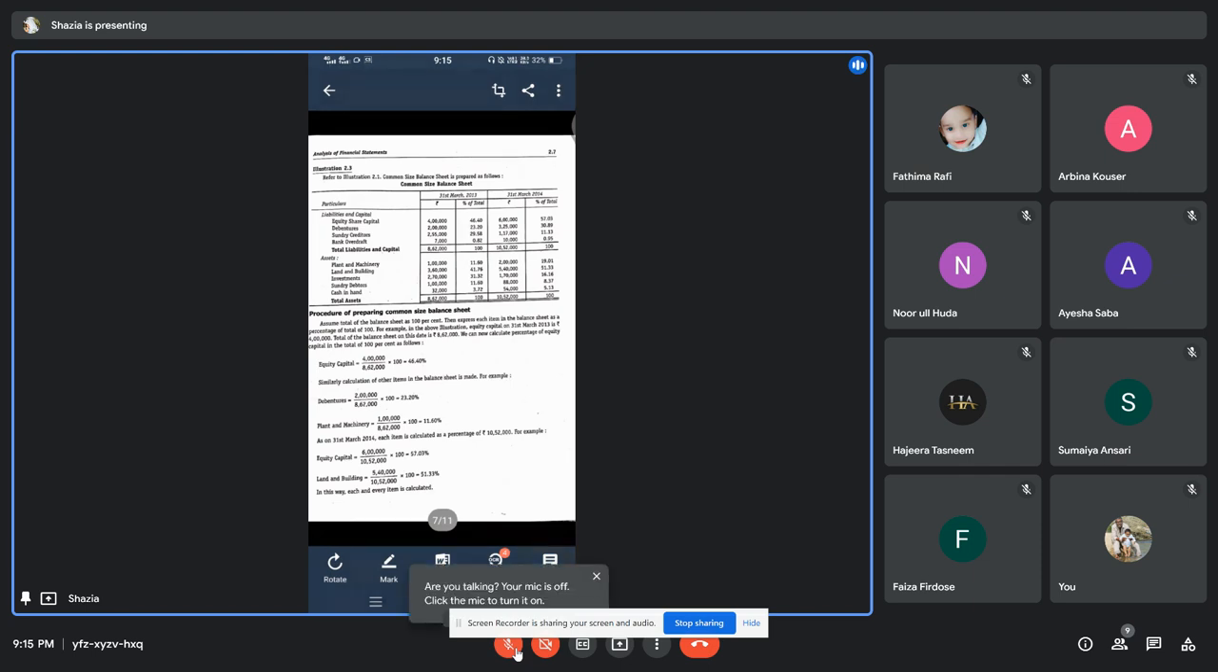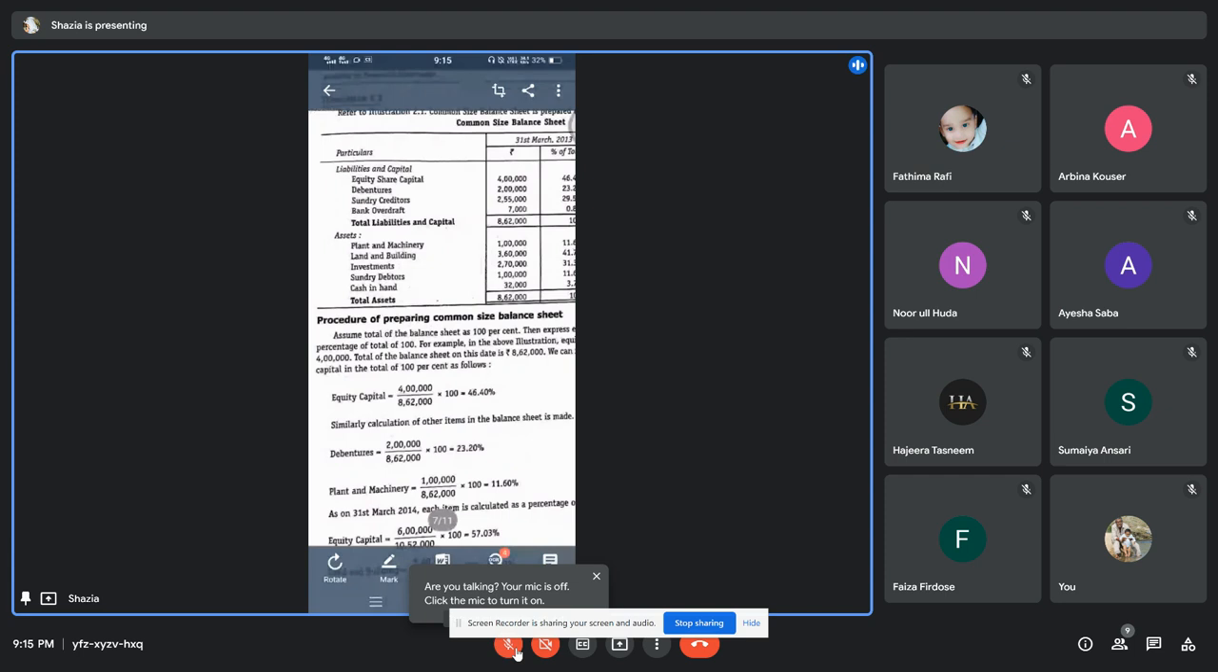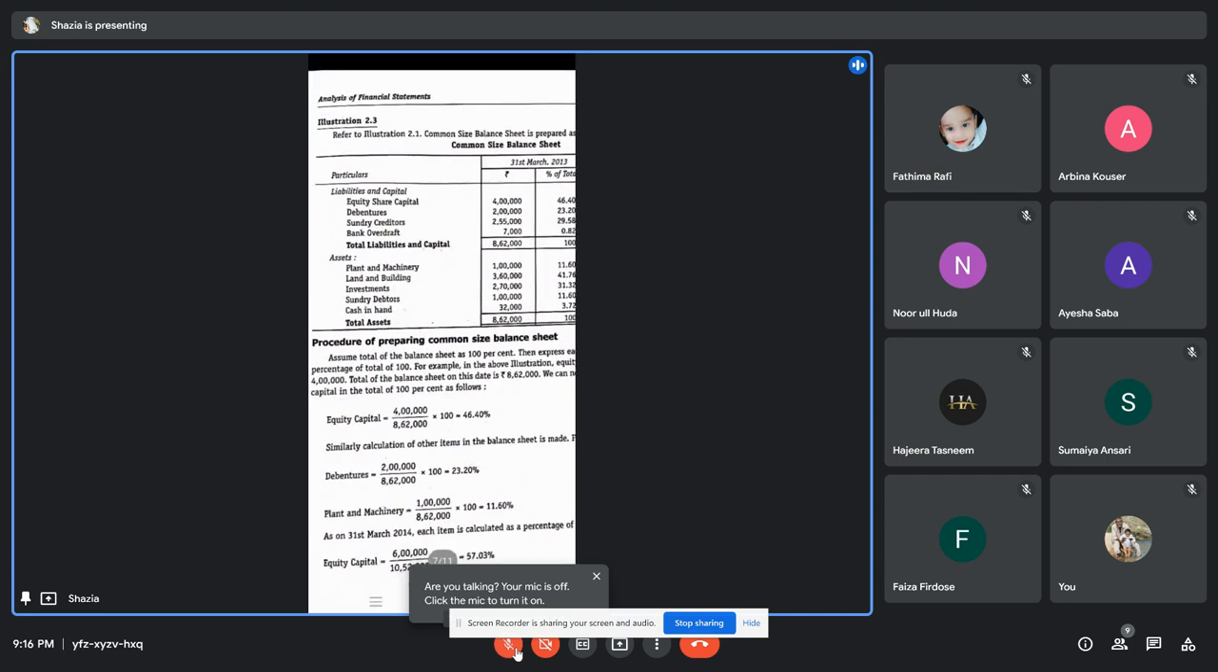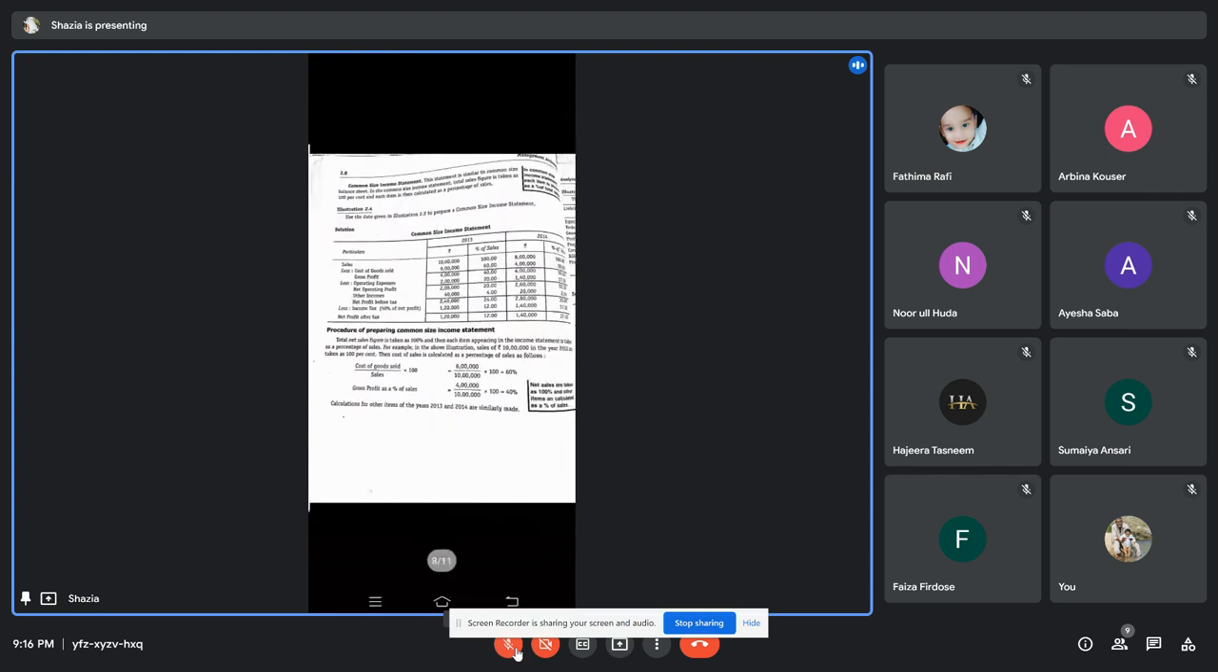So for this question, just refer to illustration 2.1. It's given here, see. Refer to illustration 2.1 where we did the comparative one yesterday. Taking the same question, they have done the common size also. Just go through this problem and do the problem in your notes. Okay, one problem we'll do.